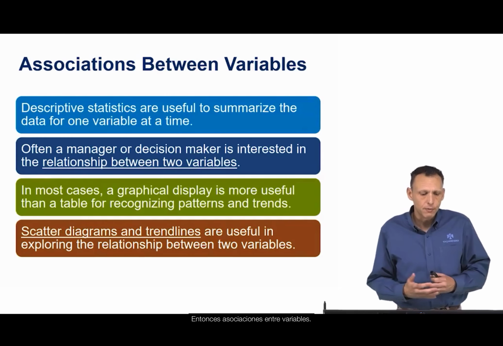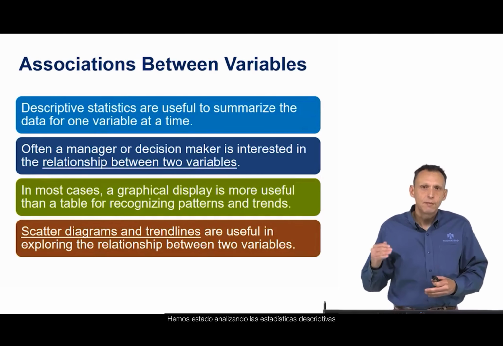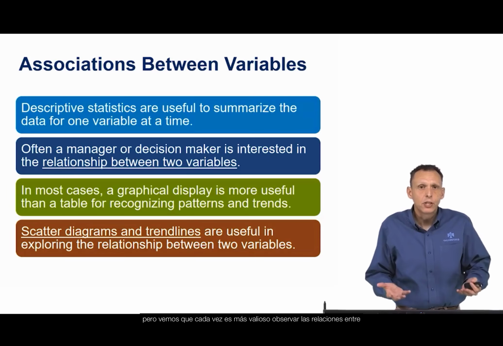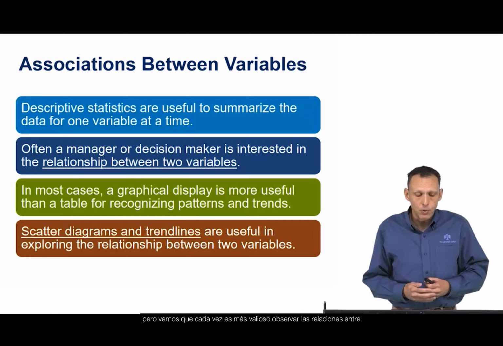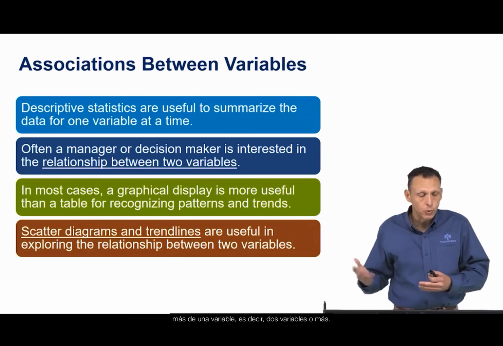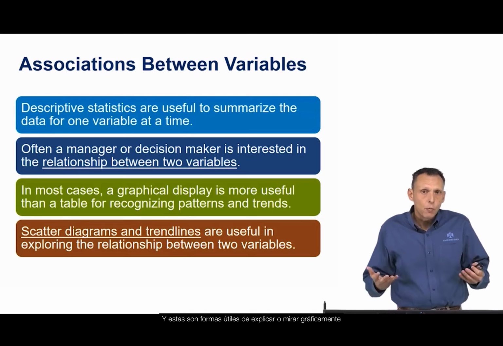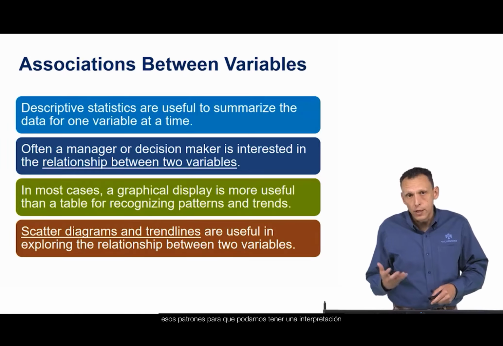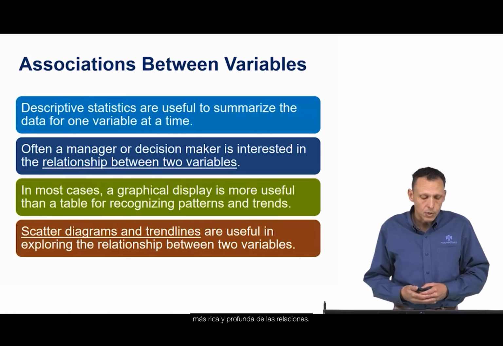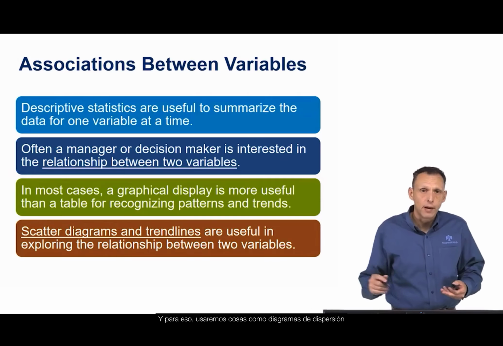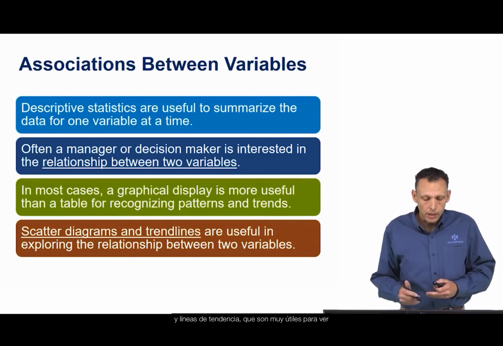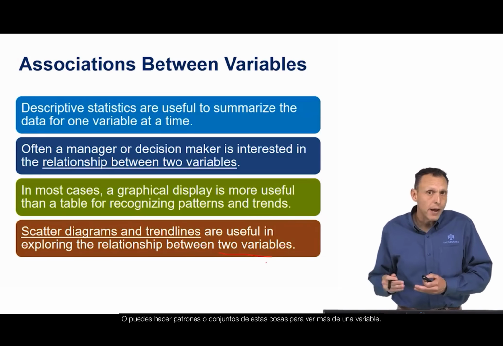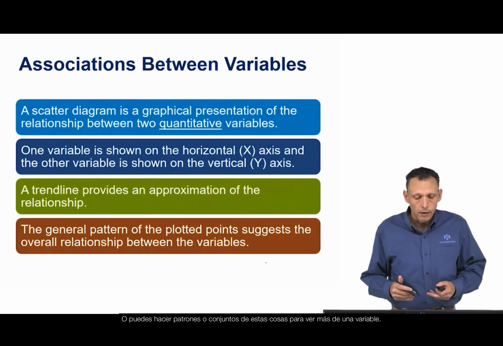So, associations between variables. We've been looking at descriptive statistics to understand how to summarize the data one variable at a time. But we see that there's increasing value in looking at relationships between more than one variable, so two variables or more. And these are helpful ways of graphically explaining or looking at those patterns so that we can have a richer, deeper interpretation of the relationships. And for that, we'll be using things like scatter diagrams and trend lines that are super useful to see relationships, at least between two variables, or you can do patterns or sets of these things to look at more than one variable.